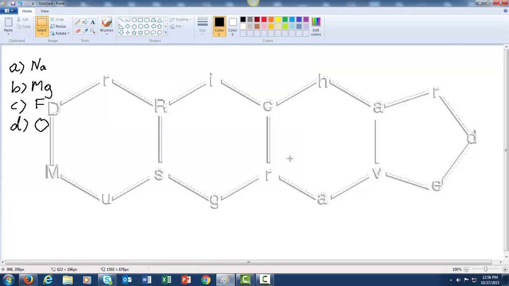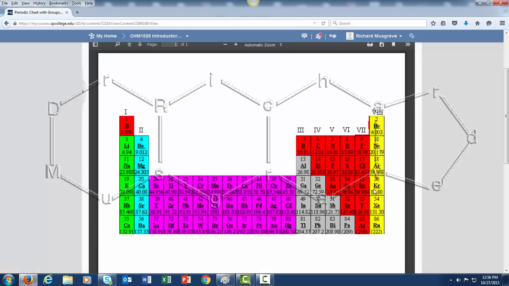Let's look at what happens if we have something like fluorine. In the case of fluorine, we'll diagram this one out as well. You've got 9 protons in the nucleus, and there's going to be 7 valence electrons because it's in group 7. So let's see how that works out.